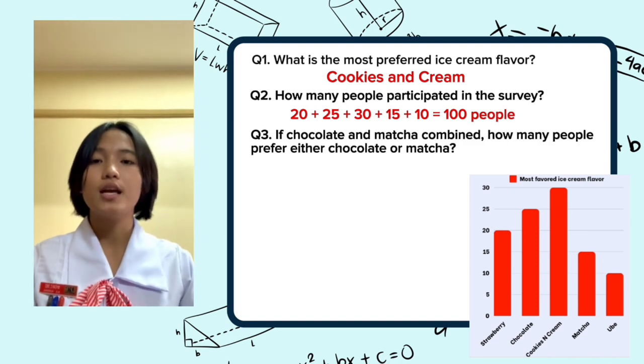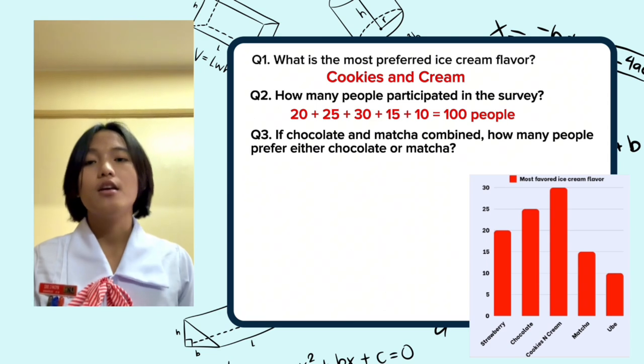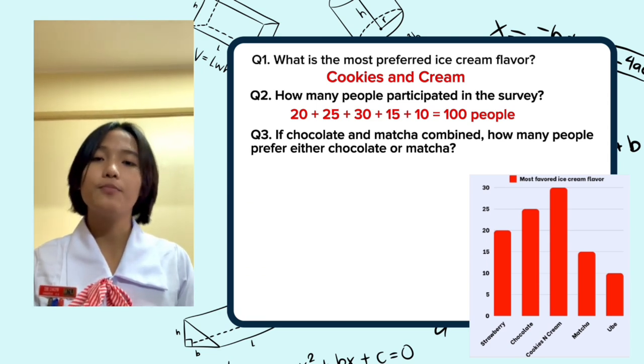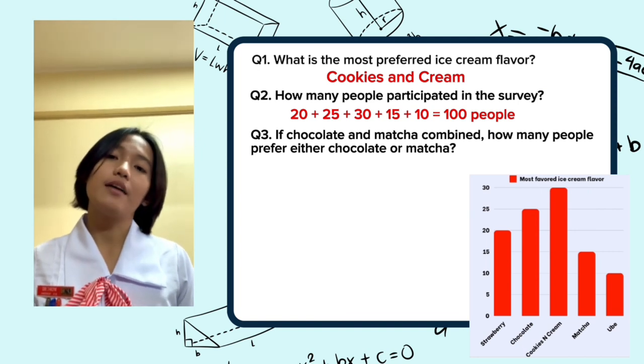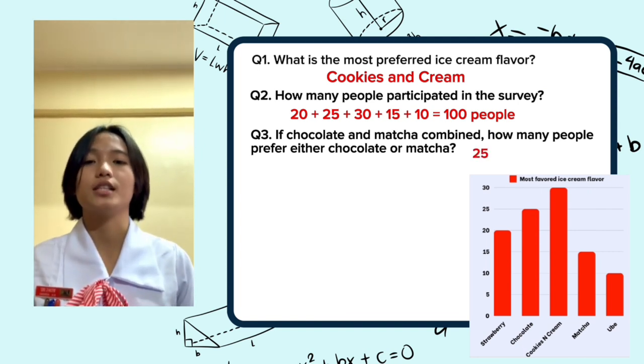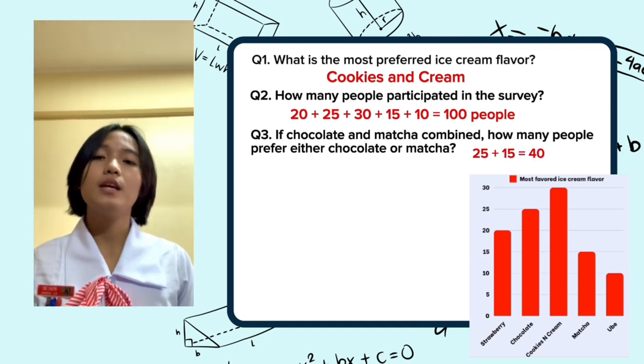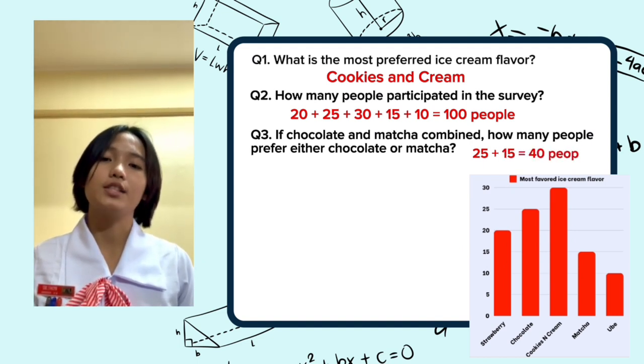For question number 3, if chocolate and matcha are combined, how many people prefer either chocolate or matcha? For this, all we have to do is add the number of people who voted for chocolate and matcha. As depicted in the graph, chocolate has 25 votes and matcha has 15 votes. Thus, the answer is that 40 people prefer either chocolate or matcha.